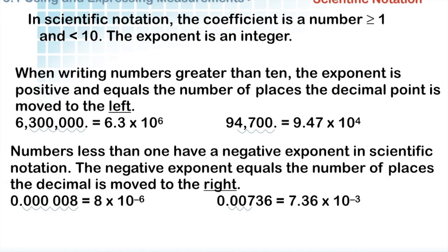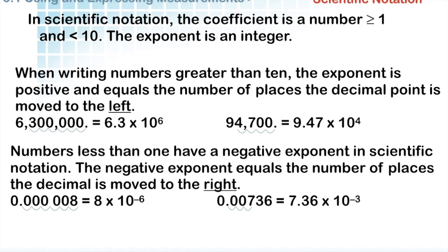In scientific notation, the coefficient is a number that has to be greater than or equal to 1 and less than 10. And the exponent is always going to be an integer. So the coefficient, the number in front, is going to be between 1 and 10, and the exponent always has to be a positive or negative integer.